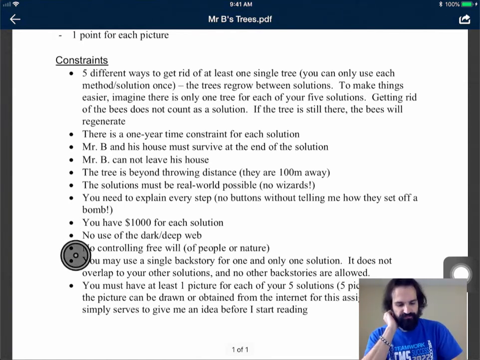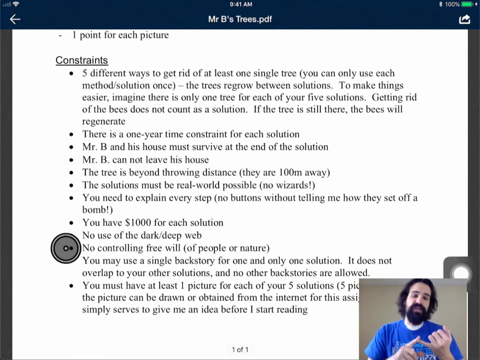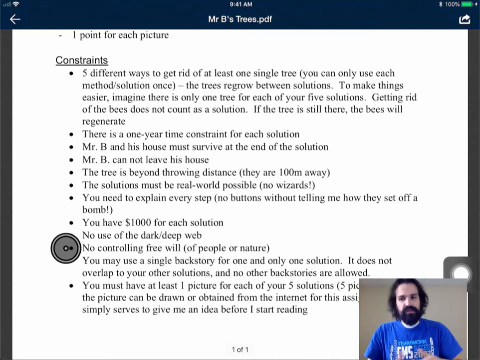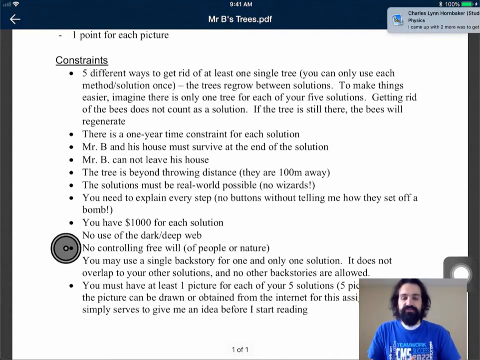No control of free will. That includes nature and of people. So you can't say that a tornado comes through and cleans off my driveway. You can't control where the tornado goes, and you can't control that there would even be a tornado in the first place. As far as people, it needs to be something that's going to pass the 50% rule. And what I mean by that is when we discuss these in class next week, you should plan on something that more than 50% of students would agree to.